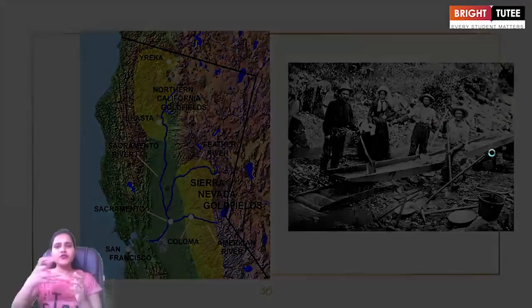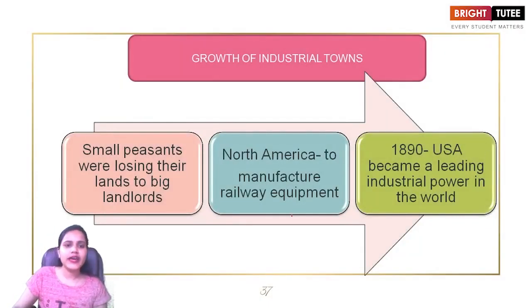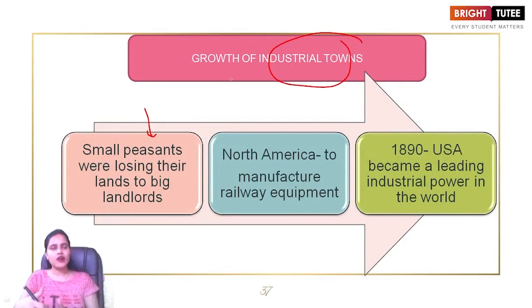Now students, because of this, what was happening at this particular time to all these small peasants? When we are talking about the growth of industrial towns, you need to understand what was the reason behind the growth of industrial towns here. There were so many small peasants who were losing their lands to the big landlords. In the forest areas, or the village areas, or the rural areas, what happened exactly? These small peasants did not have a large amount of land, but big landlords were trying to occupy all these lands that were in the hold of the small peasants.